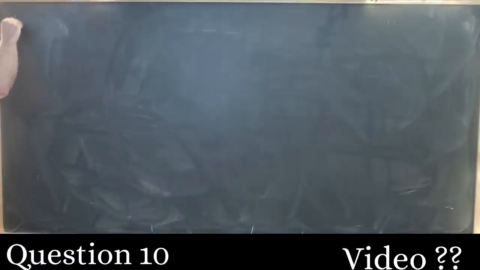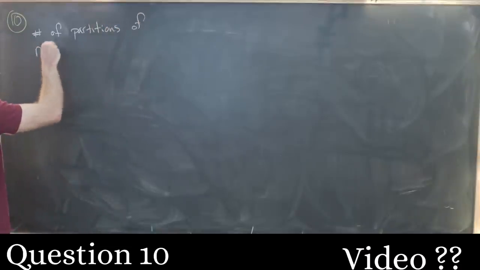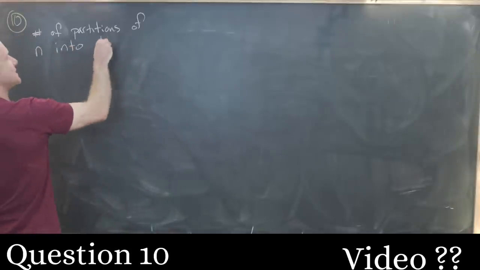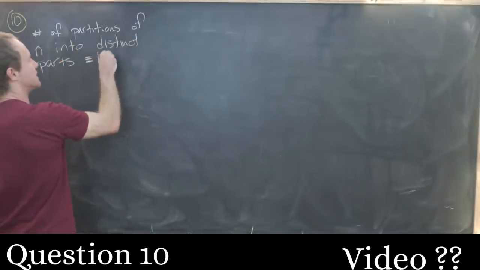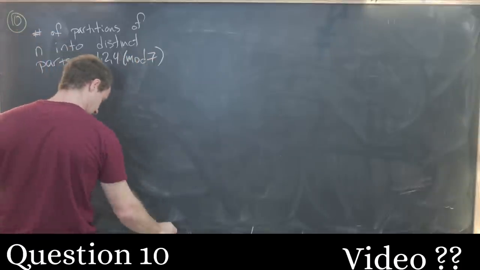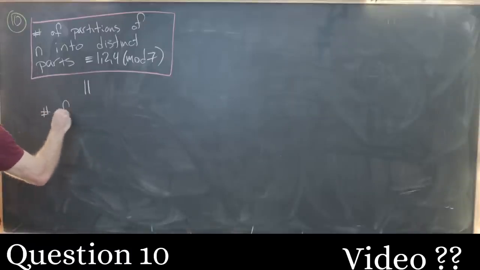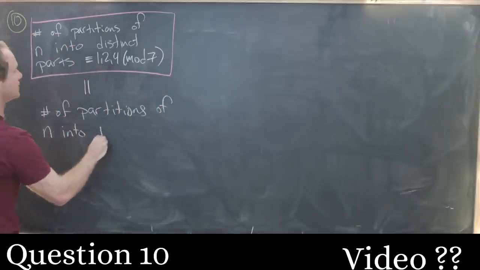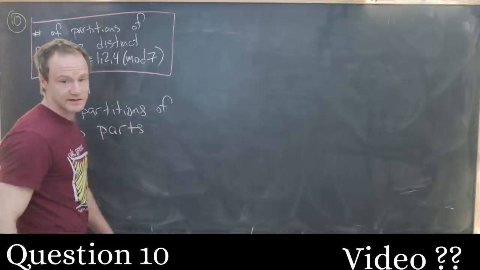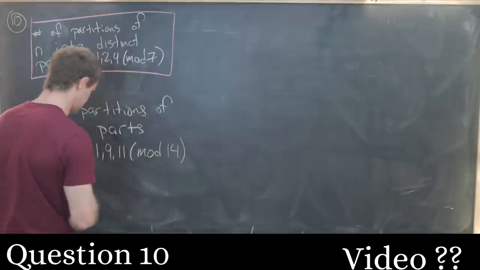Okay, so let's see what this next to last problem is. This is the number of partitions of n into distinct parts that are also congruent to 1, 2, 4 mod 7. So this equals the number of partitions of n into parts, not necessarily distinct, that are congruent to 1, 9, 11 mod 14. Okay.